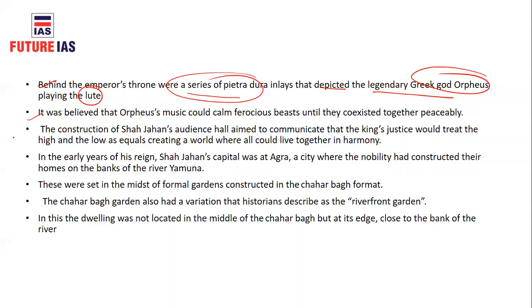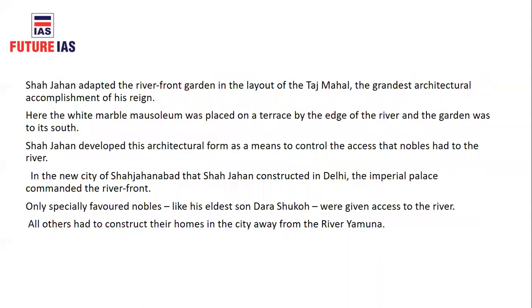And you must also understand, in the early years of the reign of Shahjahan, the capital was built at Agra, isn't it? But you must understand why this capital was built on the banks of the river Yamuna, right? And there was a set of formal gardens also, which were constructed in the charbagh format. But there were many reasons for this. So there were no dwellings located in the middle of this charbagh, but at the edges, close to the bank of the river. So there are no constructions in the middle of the charbagh. And they are also described as riverfront gardens.